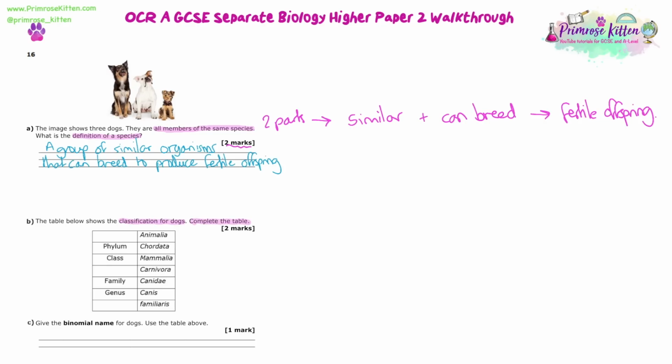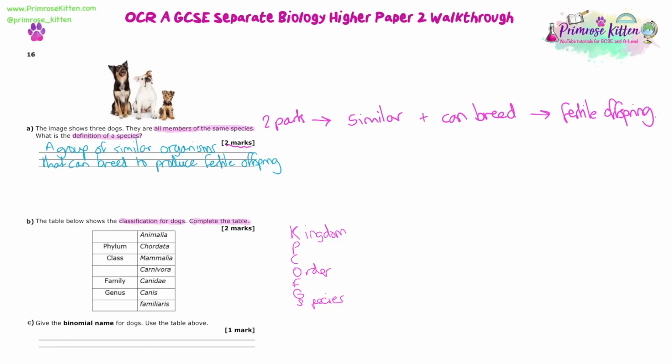The table below shows the classification for dogs. Complete the table. Okay, so we've got a classification table, or a taxonomy table, and we need to fill in those gaps for the names of the groupings. So hopefully you can try and remember the sequence. I like to use king, prawn, curry, or fat, greasy sausages as a way of remembering the letters in order. And then we just need to remember what those letters stand for. So the K is for kingdom, the O is for order, and the S is for species.